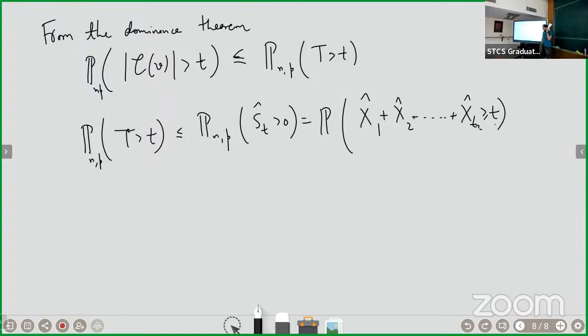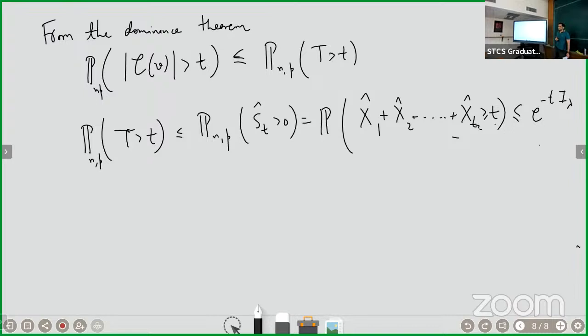What is the definition of S_T hat? It is exactly X1 hat plus X2 hat up to Xt hat, minus t. But these are now IID sequences, so we can forget about what it is. You can just use the Chernoff bound directly here. This is at most e to the minus something, which is where the rate function enters into the picture. The lambda is the same, n times p, for both the processes.